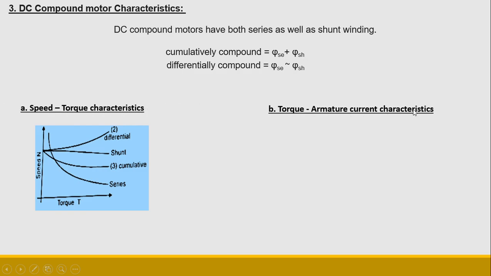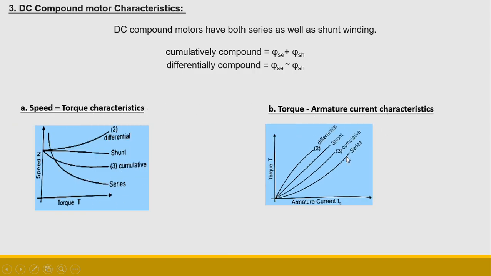Then the torque versus armature current. Here armature current is taken in the x-axis, torque in the y-axis. The line of the cumulative compound motor lies between shunt and series, and the differential compound motor is above the shunt motor characteristic.